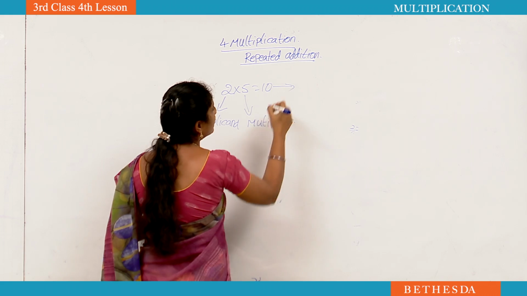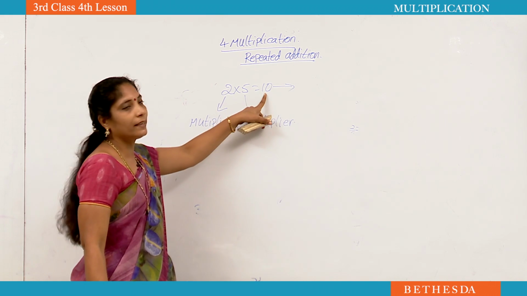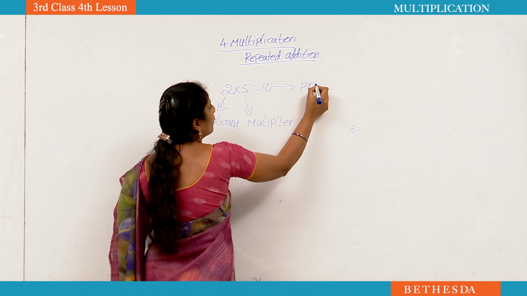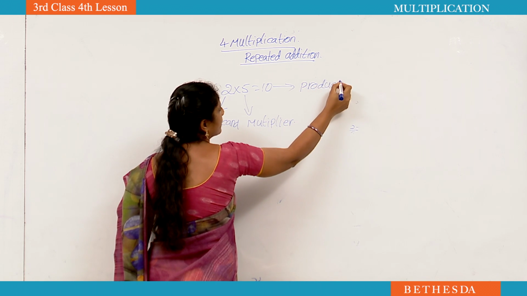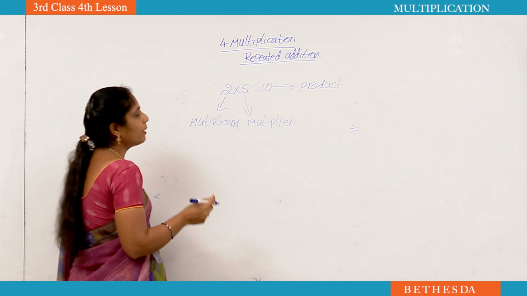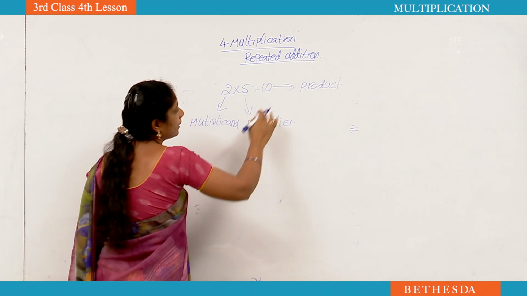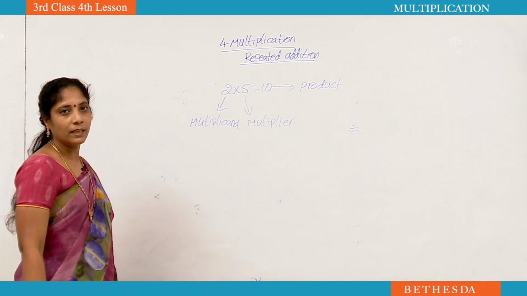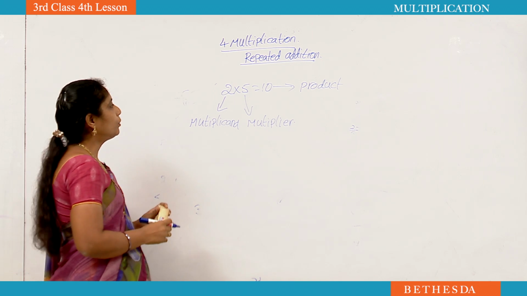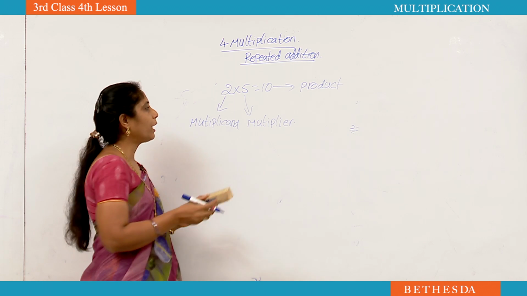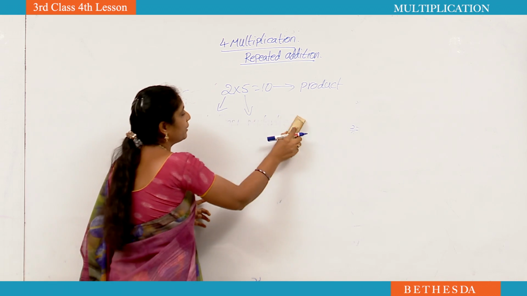Now the result, 2 fives are 10. We got 10 as the result. The result is called the product. What do we have to call the result? Product. In the multiplication fact, the result is called the product. To do multiplication, we need tables. Without tables, we can't do multiplication.